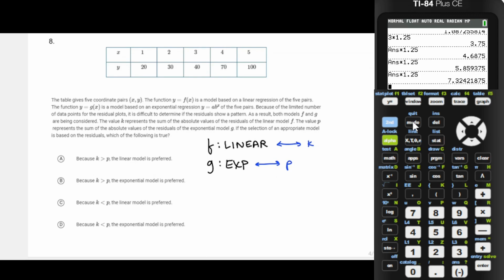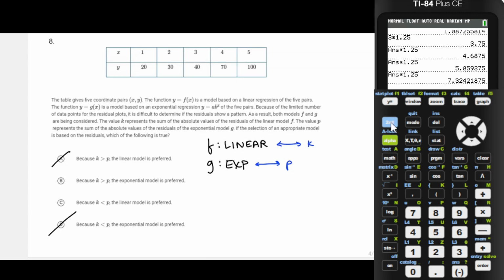Okay, if k was greater than p, then the exponential model would be preferred. Okay, so, if k was bigger than p, yeah, linear is out, because there's more residual. There's more error in the approximations. But if k is less than p, then the linear model I feel like would be better. So that takes this one out.